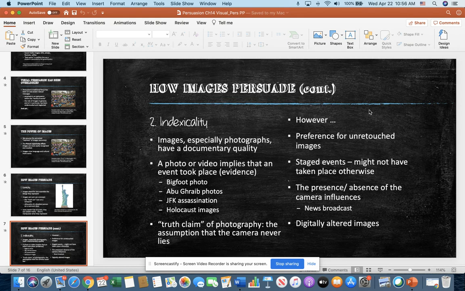And then also digitally altered images. This is like the retouched or unretouched pictures that when we know they have been altered, they lose value to the audience.